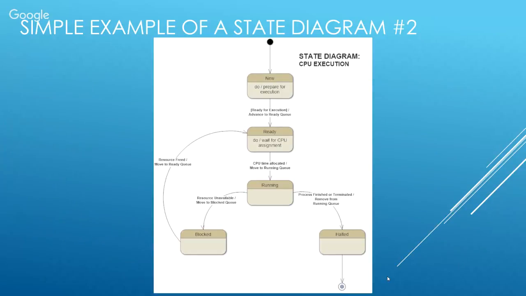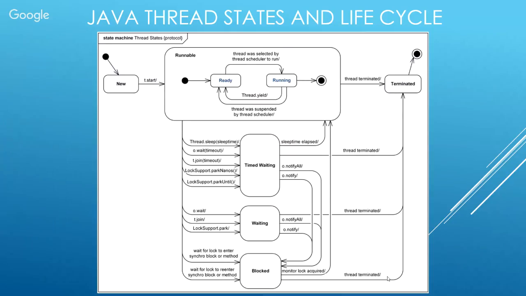A little more pertinent to what we're doing is a CPU execution diagram. Here you can see it bounces back and forth after the running state, blocked or halted, and to the ready state. And then an example of a Java thread state and lifecycle.